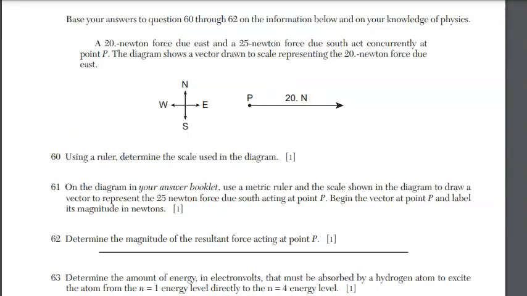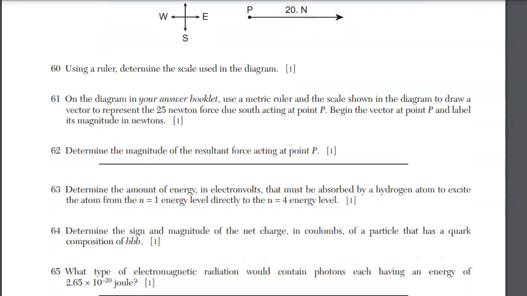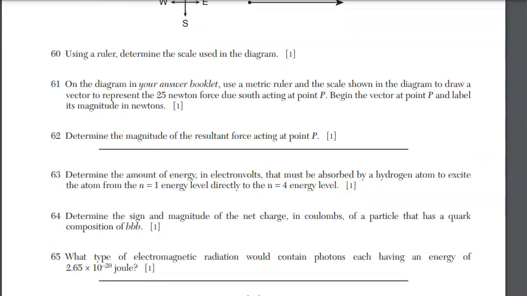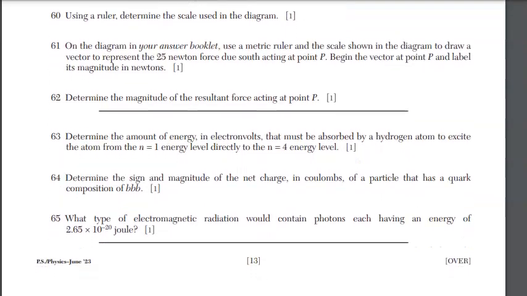Examples of a couple of questions that might come from modern physics. If we scroll down the June 2023 exam, number 63 says determine the amount of energy in electron volts that must be absorbed by a hydrogen atom to excite from n equals 1 to n equals 4. You're literally going to go to the reference table, start at 1 and go to 4, and then the difference is the amount of energy. I think that makes sense.